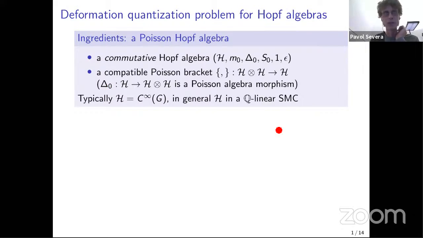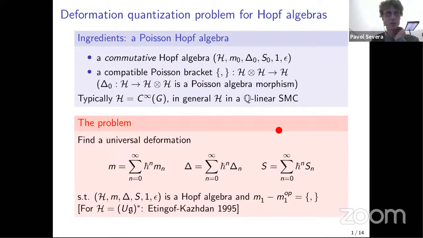And this quantization problem, which we're trying to solve, is to deform the product, and we also need to deform the coproduct and the antipode in such a way that we get, again, a Hopf algebra, but this time non-commutative, and it should be deformed in the direction of the Poisson bracket. So the first order part of the commutator should be the Poisson bracket. And there are some further requirements, but which actually make things simpler rather than more difficult.